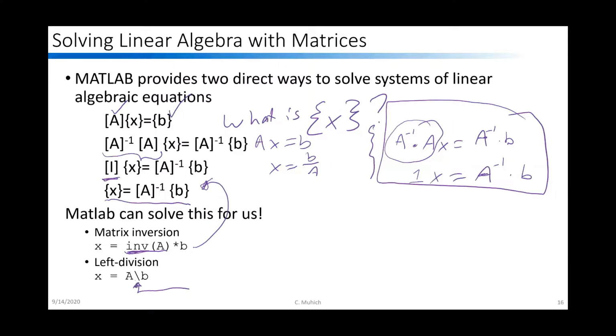Notice here that I'm not dividing b by A. So if I look up here, we would say x equals b over A. So that's called right-handed division. Here we have left-handed division where it's A, because remember I still have to multiply A, and then I use that backslash b to do the math.